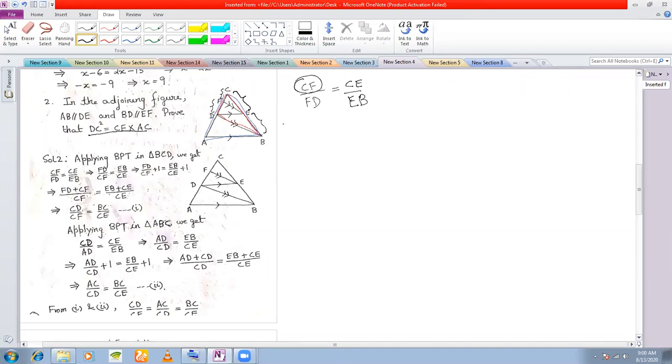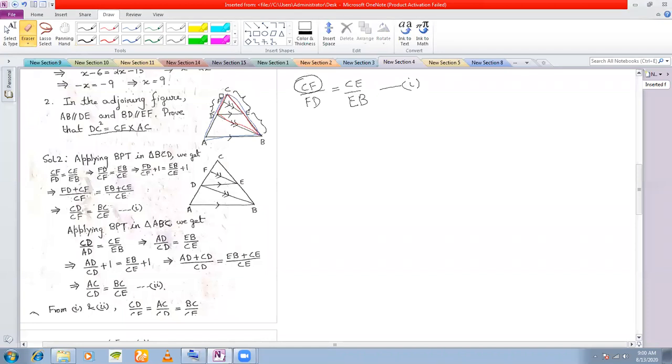You're getting a CF here, and all the others, but you're not getting all the others. You're not getting DC. You're not getting AC. Okay, so we'll apply BPT in the other triangle. Let's call it 1. So now we apply BPT in the other triangle.